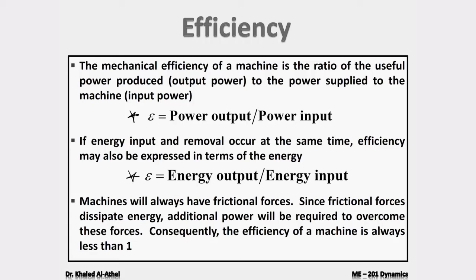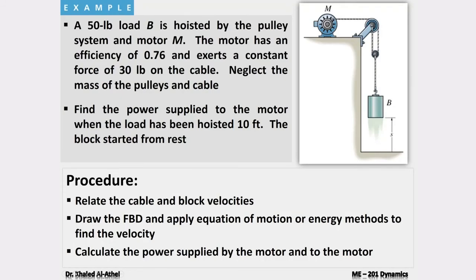Keep in mind that theoretically the maximum value is 1, but usually due to heat losses, friction, and other sources of losses, the output is less than the input. So 1 is the maximum, and you usually get a value between 0 and 1. So let's start with the first problem.